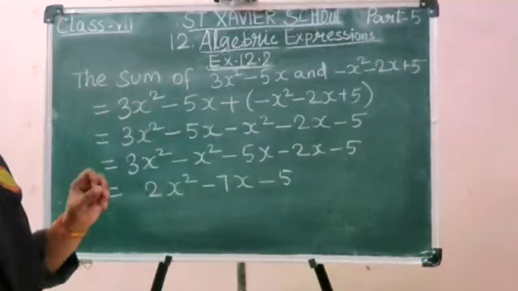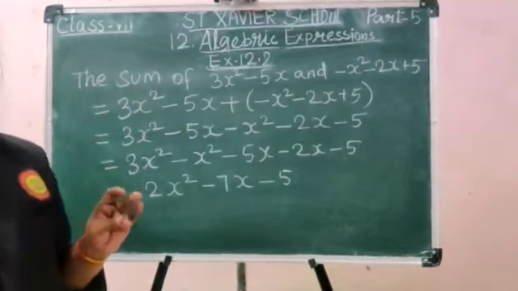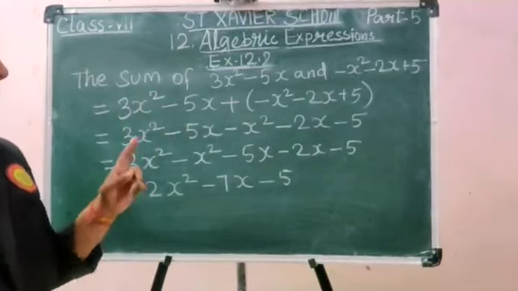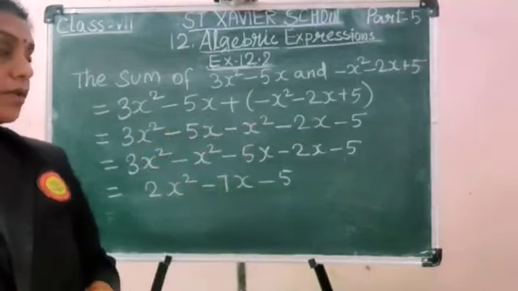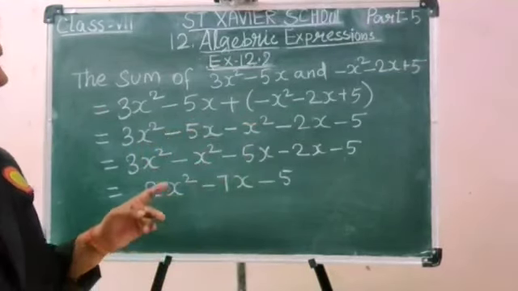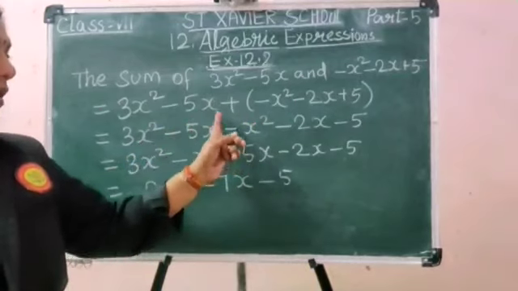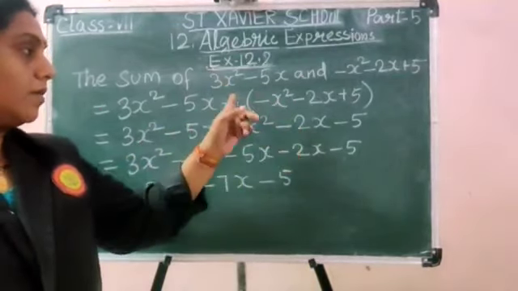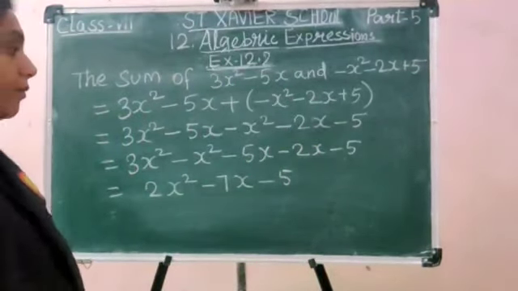Now the second sum, the sum of 3x squared minus 5x and minus x squared minus 2x plus 5. So addition, 3x squared minus 5x plus inside the bracket minus x squared minus 2x plus 5. Now clear the bracket, so 3x squared minus 5x plus into minus x squared, plus into minus minus 2x, plus into plus, it will become plus 5.